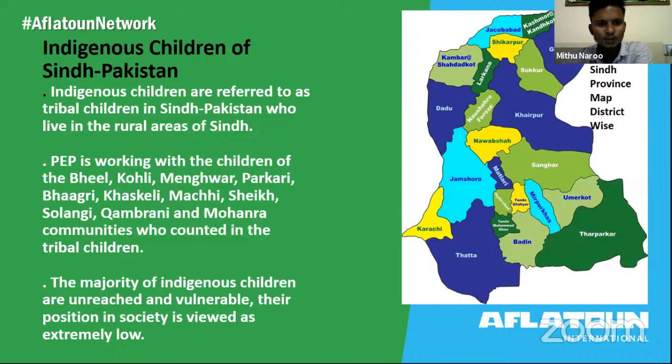And there are a lot of communities that we count as marginalized and vulnerable. Among them we have Bhil, Koli, Megwar, and Solangi, and different kinds of communities. Those children are counted as the indigenous children of Sindh. The majority of indigenous children are unreached and vulnerable. Their position in society is viewed as extremely low because they are not accepted by the high society people, and they are also ignored by people whose status is very high in society.